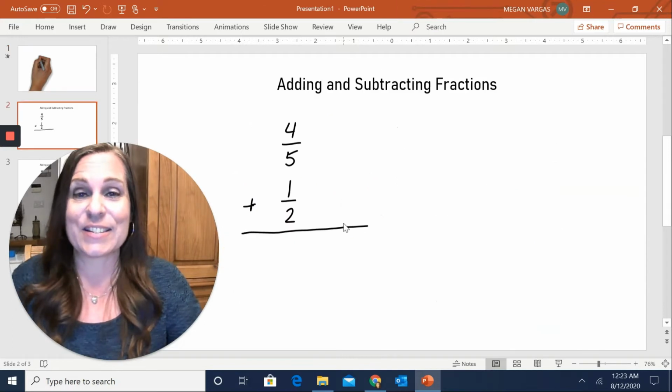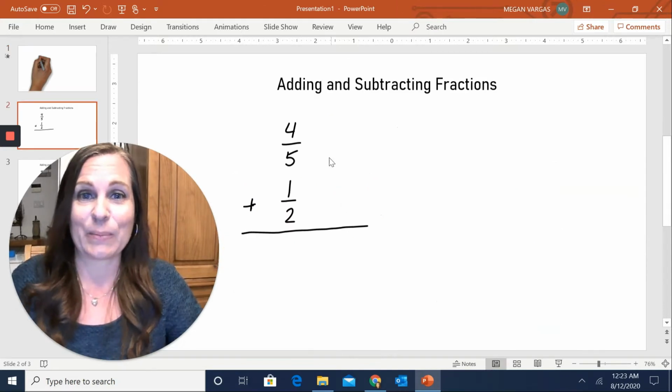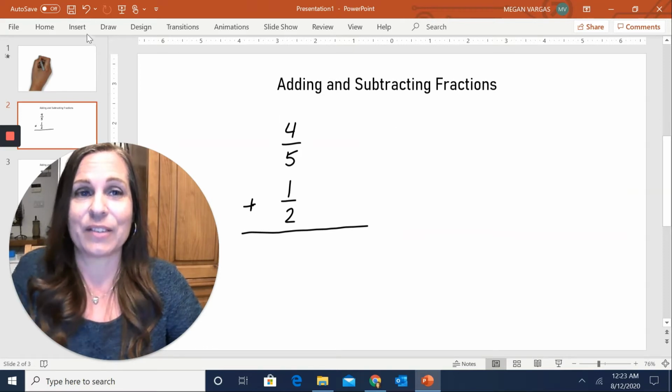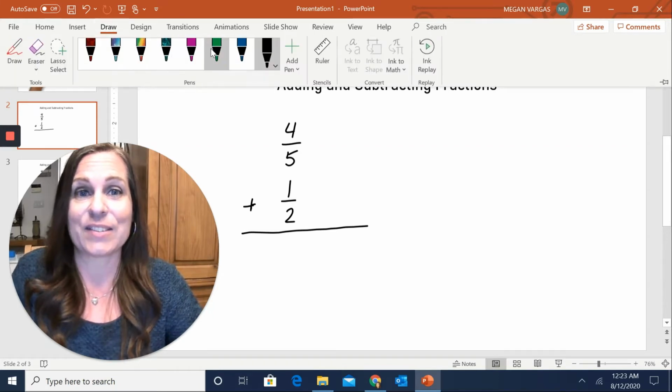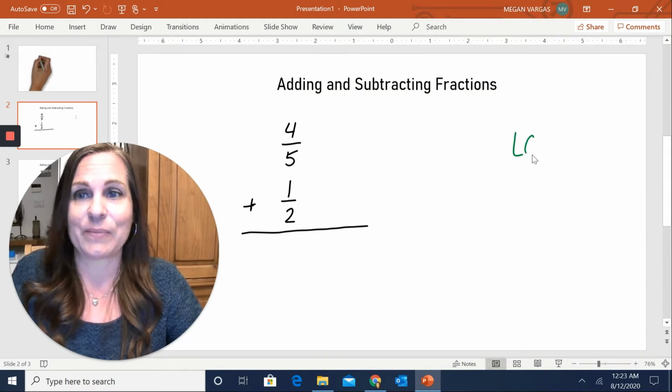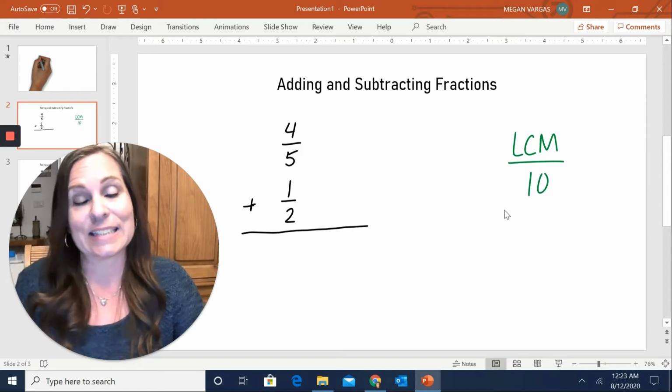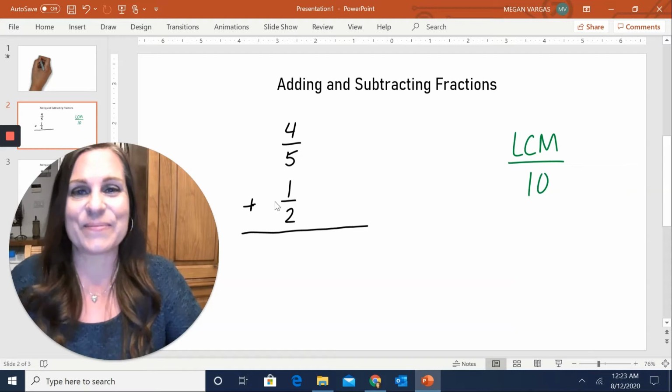So let's look at this fraction addition problem. We've got 4/5 and 1/2. First step is to find our common denominator. And to do that, we need to find the LCM. The LCM, or least common multiple, of 5 and 2 is 10. If you're not sure how to find an LCM, check out my video on LCM.